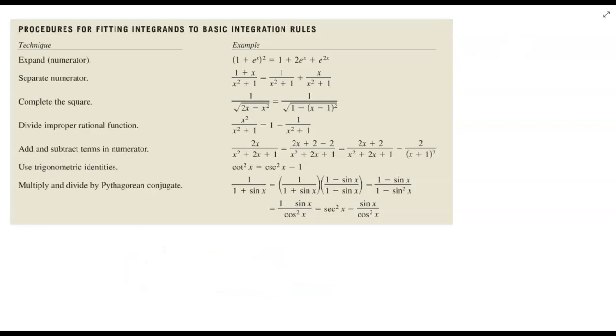Alright, here's another handy list, just some techniques for doing integration. You can expand a numerator, you can separate a numerator, you can complete the square to make it fit an arc-trig function. Always remember to divide improper rational functions when the degree of the top is greater than or equal to the degree of the bottom. You won't see this one that much. Trig identities are very useful, and multiplying by the conjugate of a denominator also creates a perfect square, which lets you use a Pythagorean identity again.